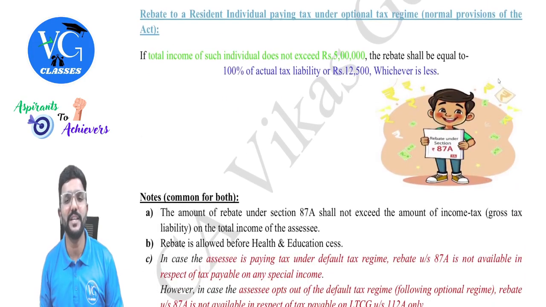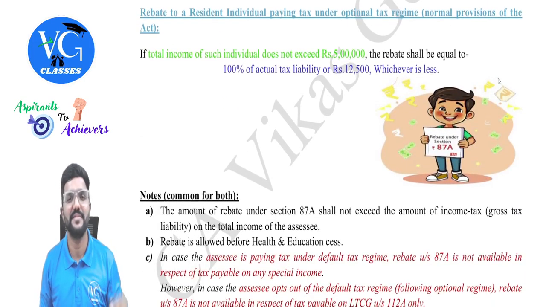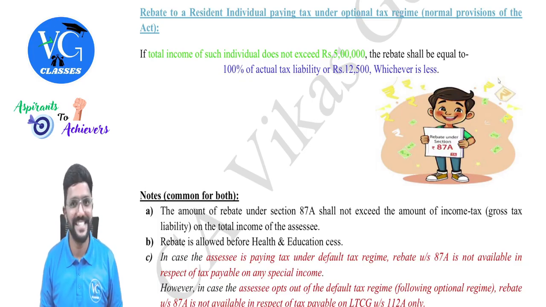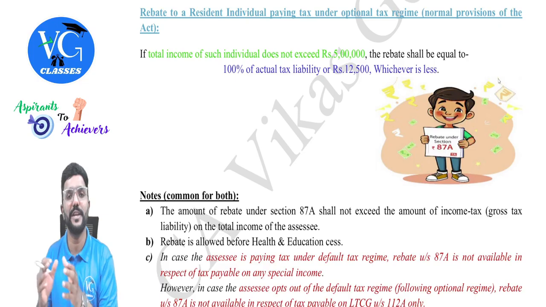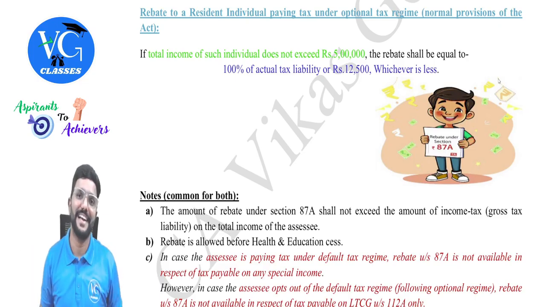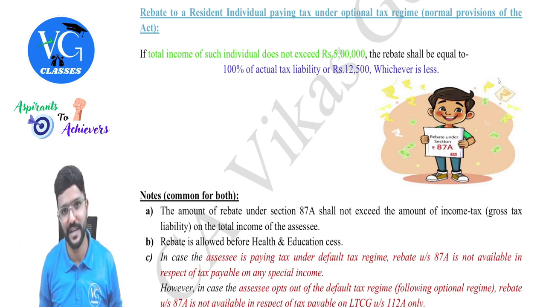Clear? If their total income is, assume, 5 lakh 1 rupee, they have to pay tax from 2 lakh 50. Is that clear? Rebate is available only if the total income is less than or equal to 5 lakh. If it is marginally more than 5 lakh also, no rebate is available. Unfair for the assessee who is following optional scheme.